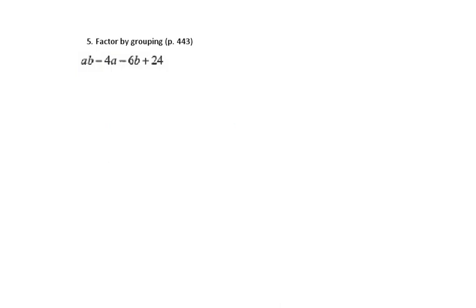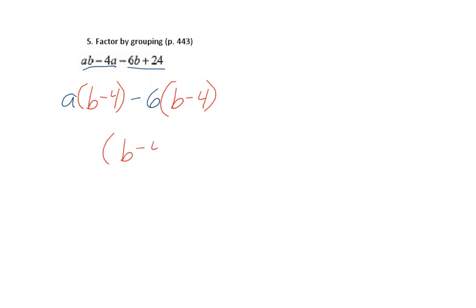Question 5, grouping. Again, we'll do the same thing. In the first group, we can divide out a. And if you factor out a, you're left with b minus 4. In the second group, you can factor out a negative 6. If you factor out negative 6, you're left with b minus 4. Well, the binomial is the same, so you can do b minus 4 and then a minus 6. And that is your answer.